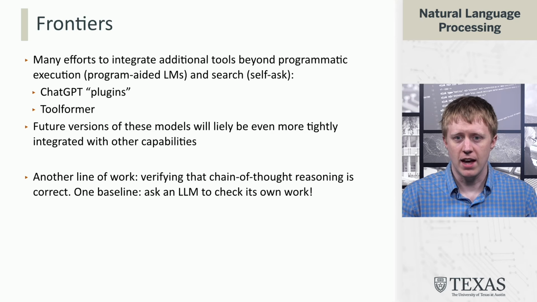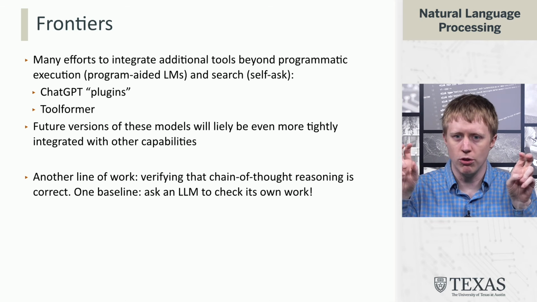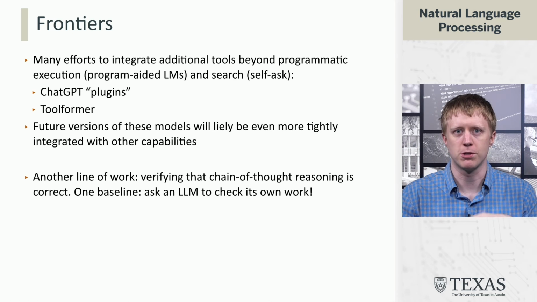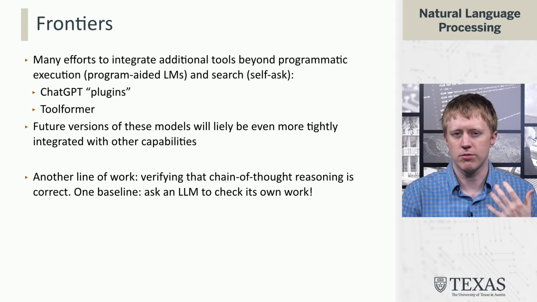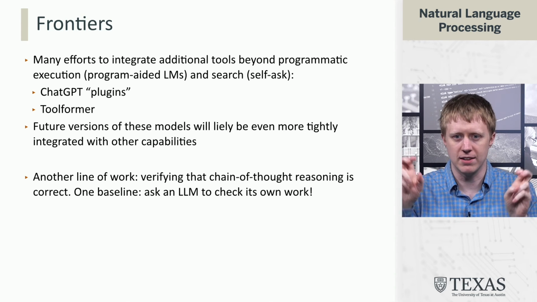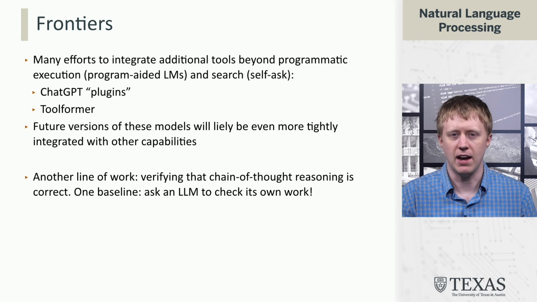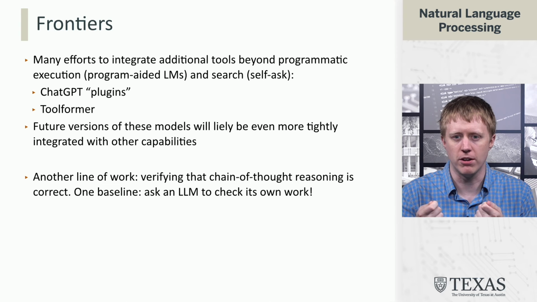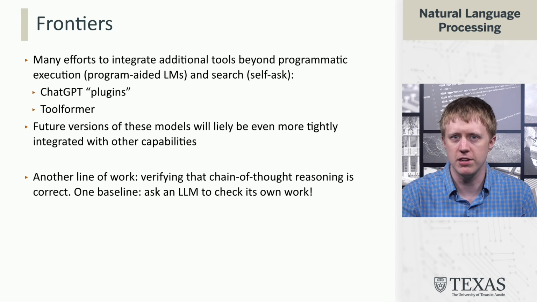So there's a lot of interest and excitement about the capabilities of this. We've seen two tools that can be integrated with language models, which are programmatic execution and search. There's a broader set of ChatGPT plugins that enable you to use other kinds of APIs. And future models are likely going to be even more tightly integrated with all of these capabilities and probably fine-tuned to use this stuff to a higher degree. We haven't quite seen that yet, though.